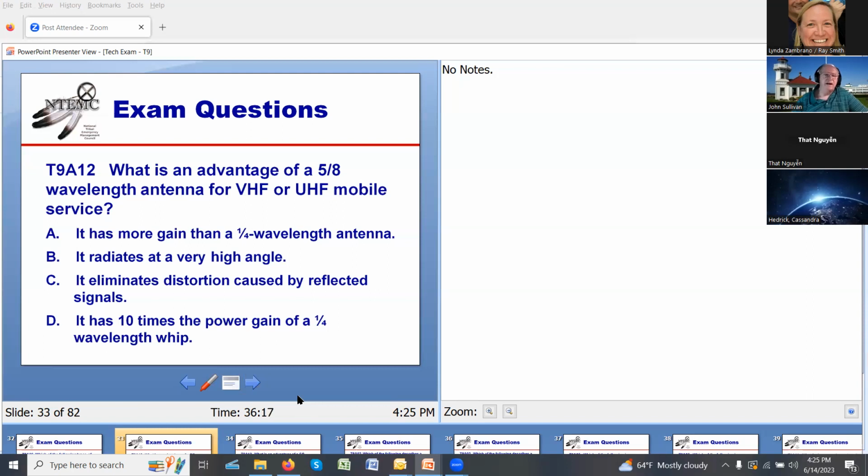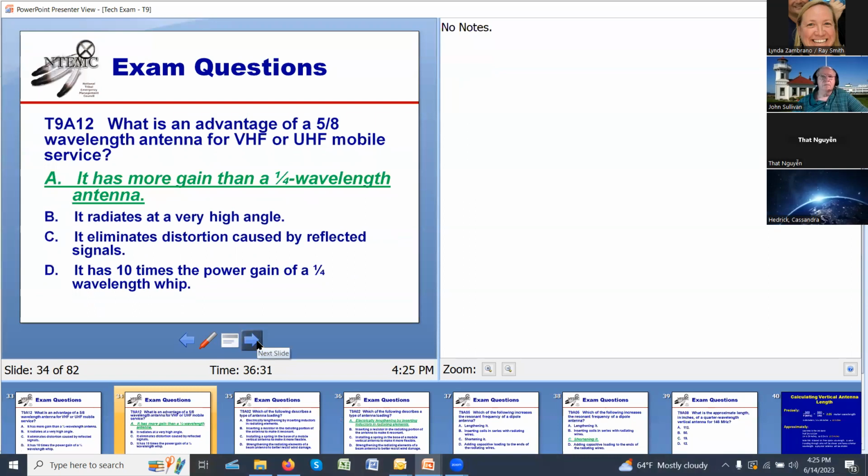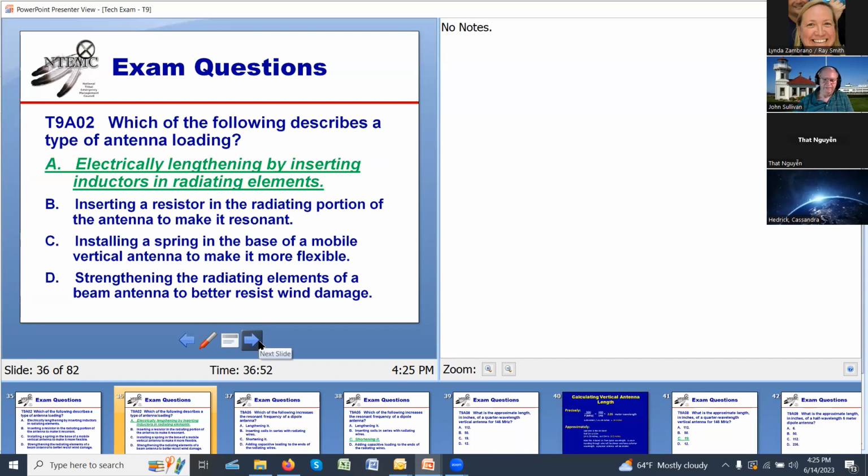What is an advantage of a 5/8 wavelength antenna for VHF or UHF mobile service? And again, we had an illustration of that. It has more gain than a quarter wavelength antenna. Remember, longer is better. Which of the following describes a type of antenna loading? Okay, so we just talked about how the rubber ducks have some antenna loading, and it's electrically lengthening by inserting inductors in radiating elements. It's that coil of wire I was talking about.